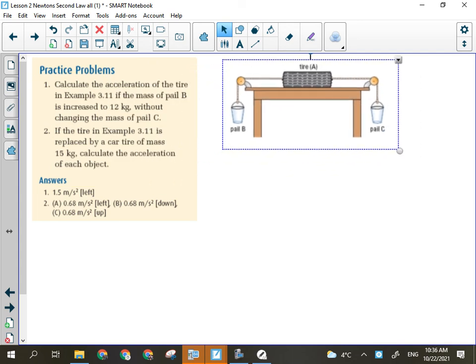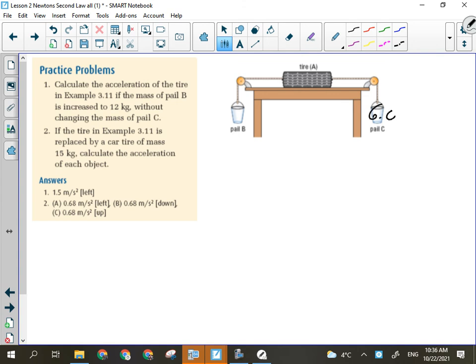Okay, so we'll bring that over. Okay, so the pail B is increased to 12 kilograms instead of 8. Okay, pail C is still 6.0 kilograms. The tire is still 20 kilograms, but we're increasing pail B to 12 kilograms. Okay, and then for number 2, it's saying same situation, but now we go back to pail B being 8 kilograms, and we're replacing the truck tire with a car tire that is lighter, only 15 kilograms.